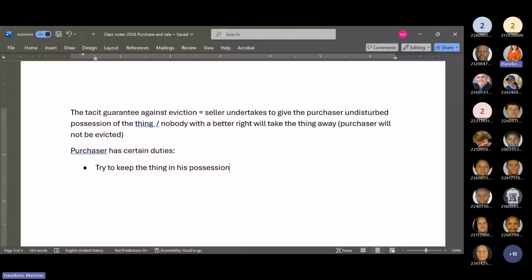So try to keep the thing in his possession, notify the seller so that the seller can come to your assistance. Let the seller know what is happening and defend your position with all means. So insist on a court order, etcetera. Conduct a strong defense.